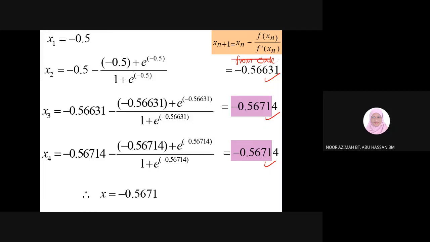Okay, so yang ini kita tulis semula. So the formula is xn kan? Xn, so minus, ni apa? Ini adalah fx kita. Fx apa? Fx bila mana kita gantikan negative 0.5. Ini x kita. This is our x. Okay, so f of negative 0.5. Yang bawah ni pula adalah f prime of negative 0.5. Okay, then seterusnya pula salin jawapan yang daripada sebelum ni.